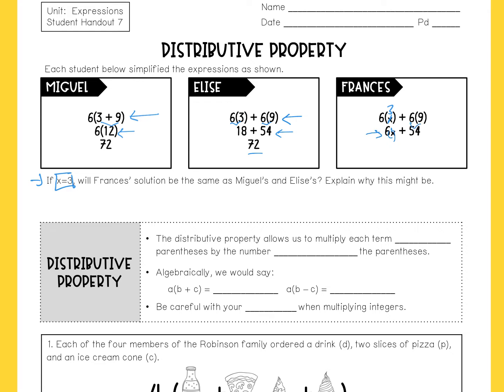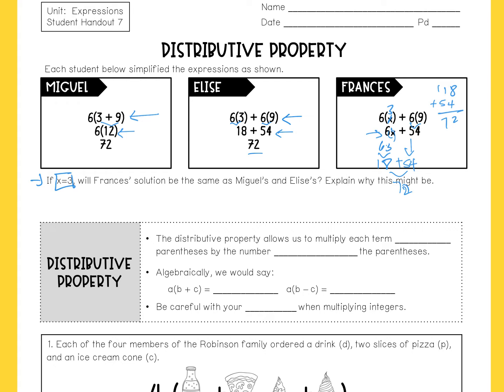So now that we know that x is 3, we're going to solve for 6x. So 6x equals 6 times 3, and 6 times 3 is 18. So we have 18 plus 54. And when we solve 18 plus 54, we get 8 plus 4 is 12, 5 plus 1 is 6, plus 1 is 7, so we have 72. So this means that Miguel's, Francis's, and Elise's solutions are all the same.